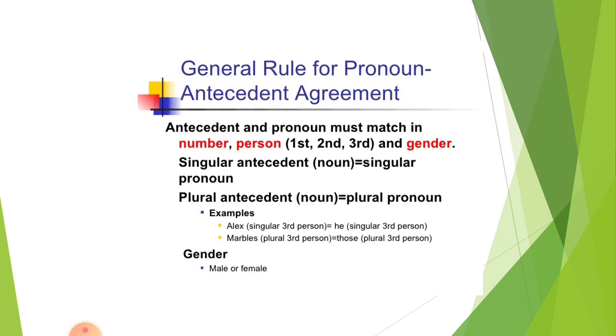Antecedent and pronoun must match in number, person and gender. How to do that? It means if your noun whose place you are using the pronoun is singular number, then your pronoun must also be in the singular number. If your antecedent, or that particular noun whose place you will use the pronoun, is in plural number, then your pronoun must also be in the plural.